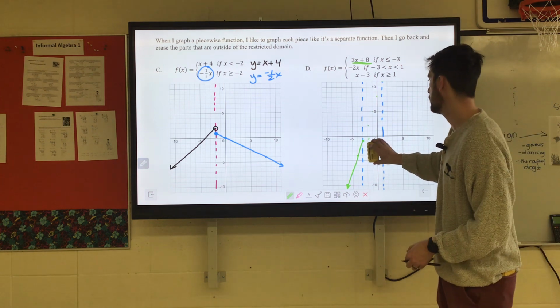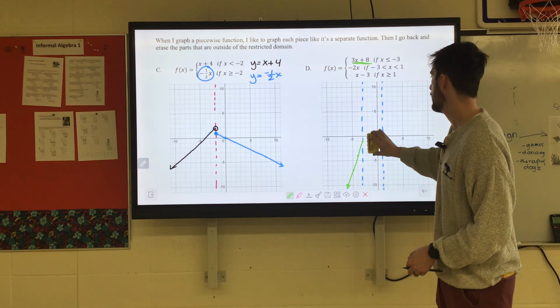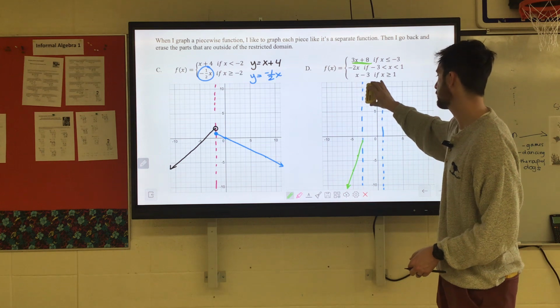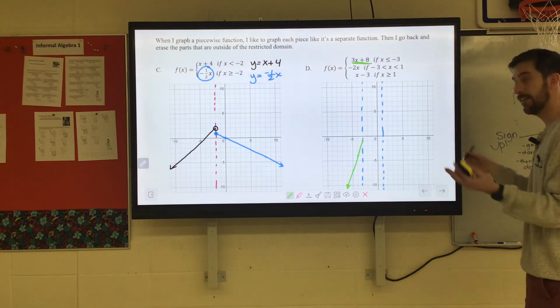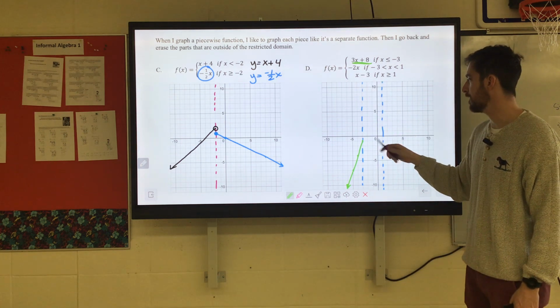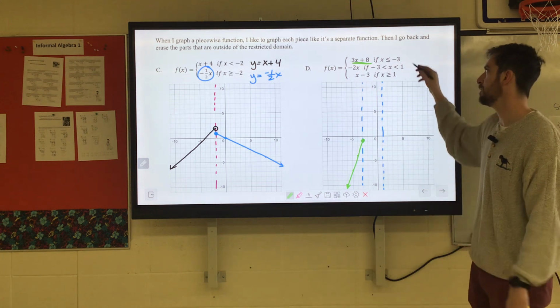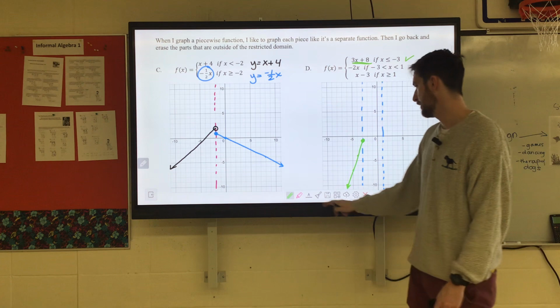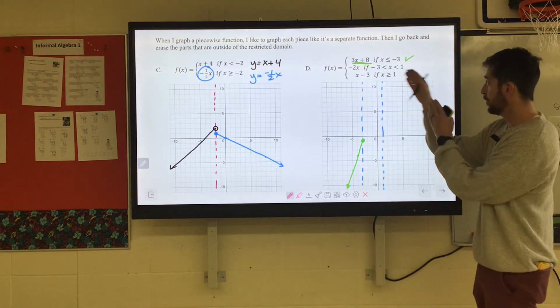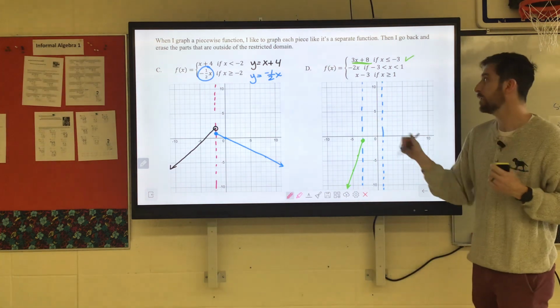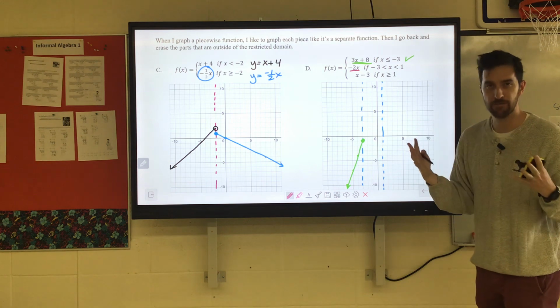Let me see if I can erase these without jacking up the whole graph. All right. That one had the or equal to, so we're going to put a solid dot on the end of it. That part done. Check!